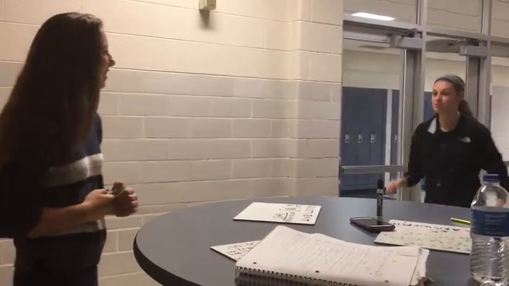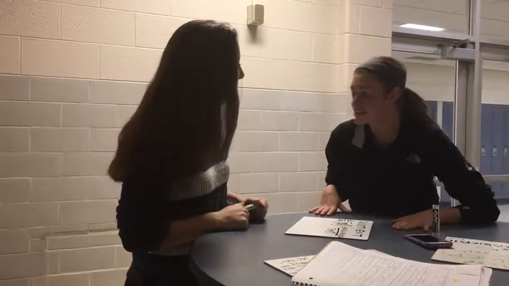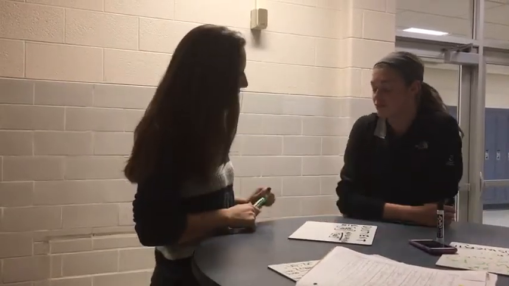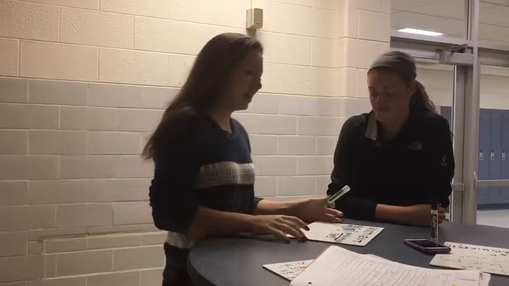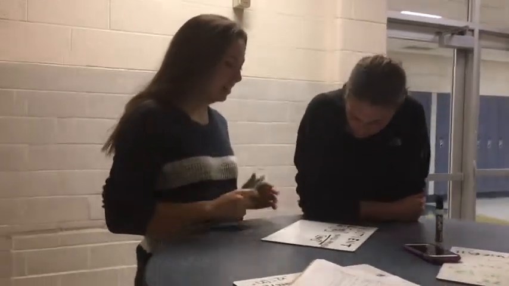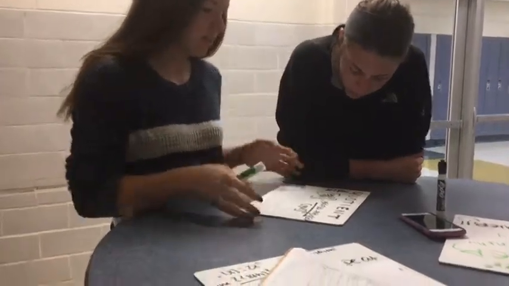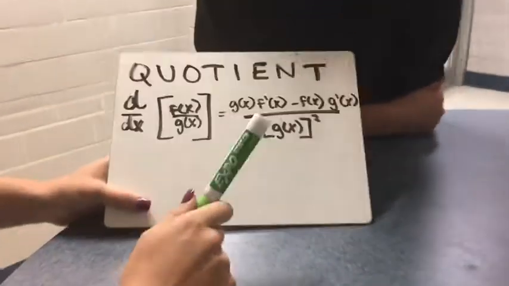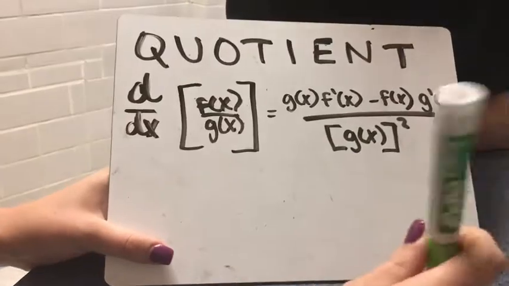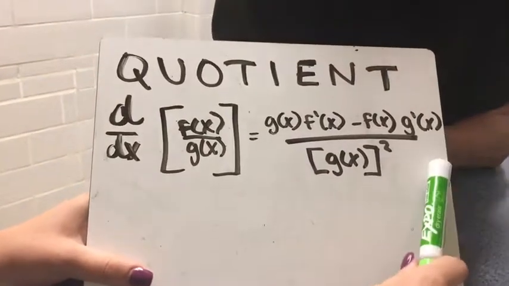Teacher, the quotient rule is gonna be on the math meet. I don't know what to do. The quotient rule? Yeah, okay, the quotient rule is not actually that hard. It's just another trick to solving derivatives. So if you have f of x over g of x, then you do g of x times the derivative of f of x minus f of x times the derivative of g of x, over g of x squared.